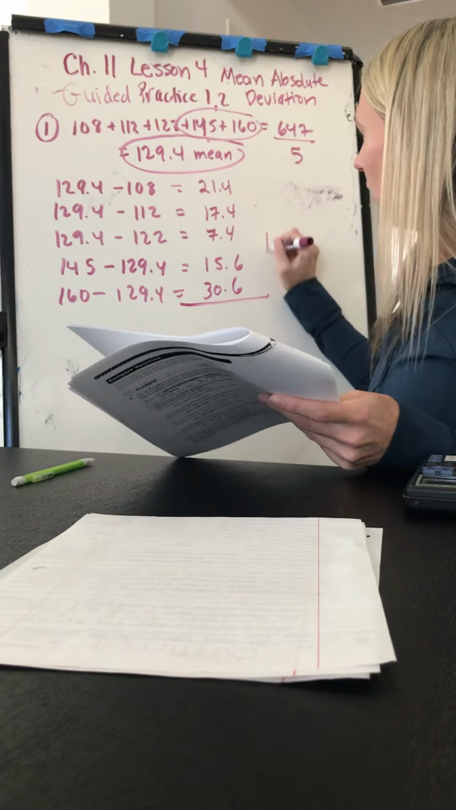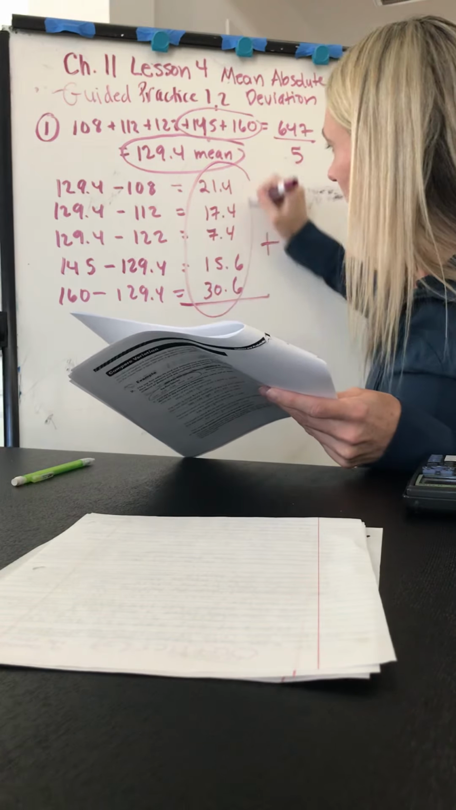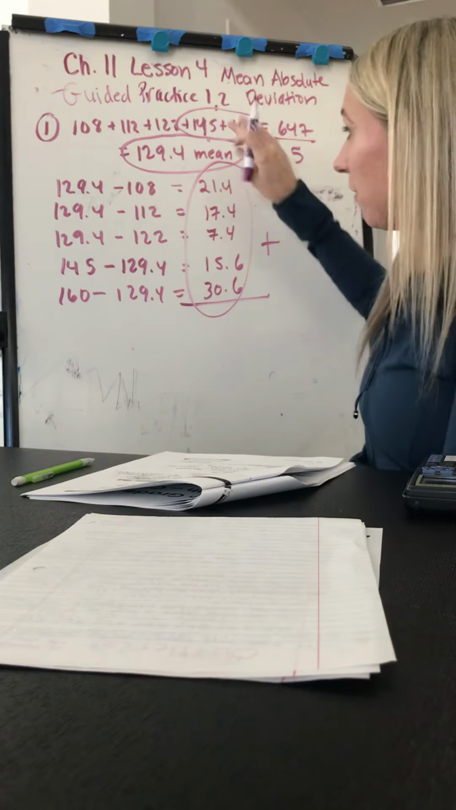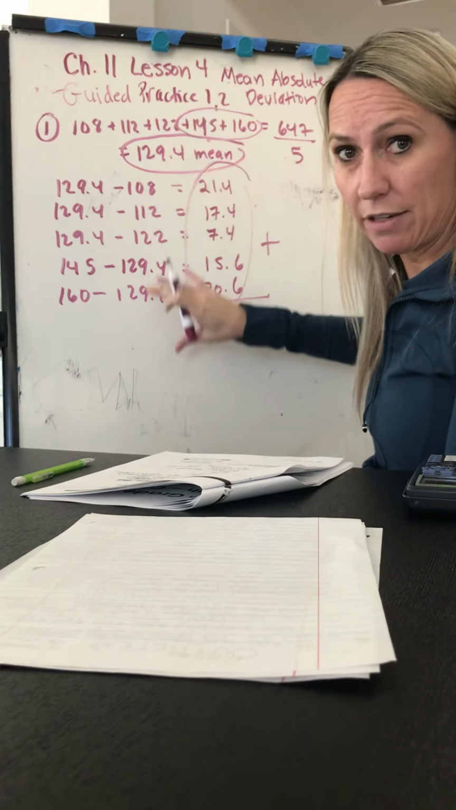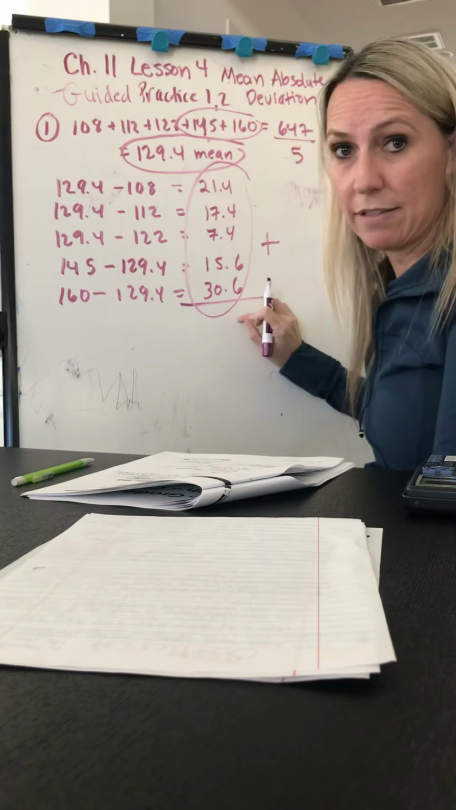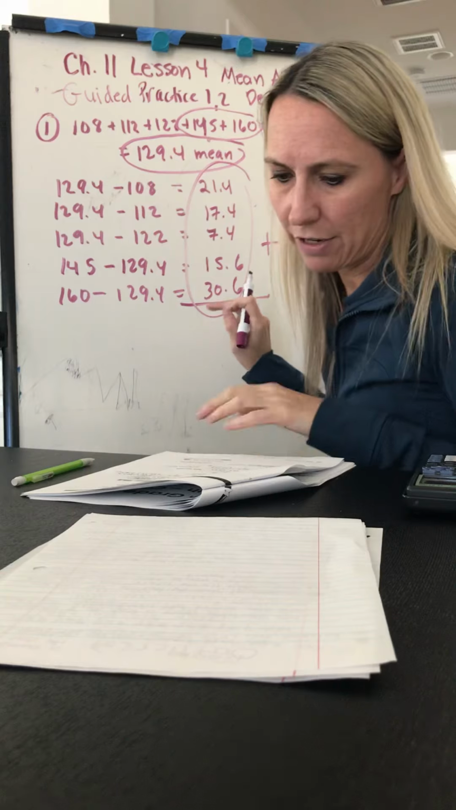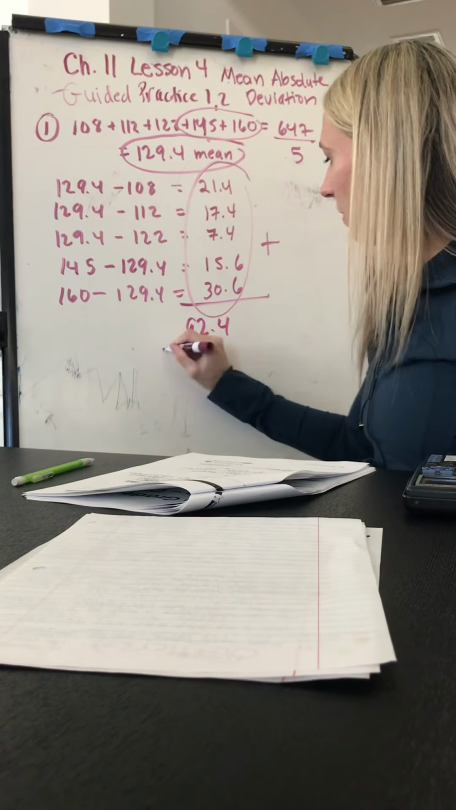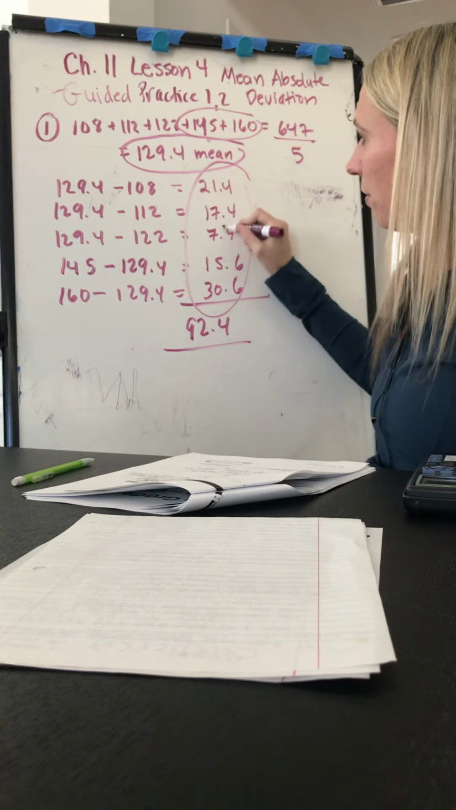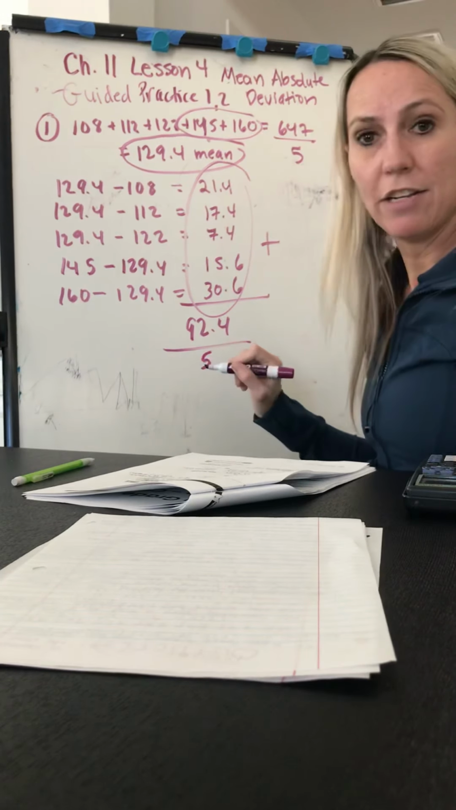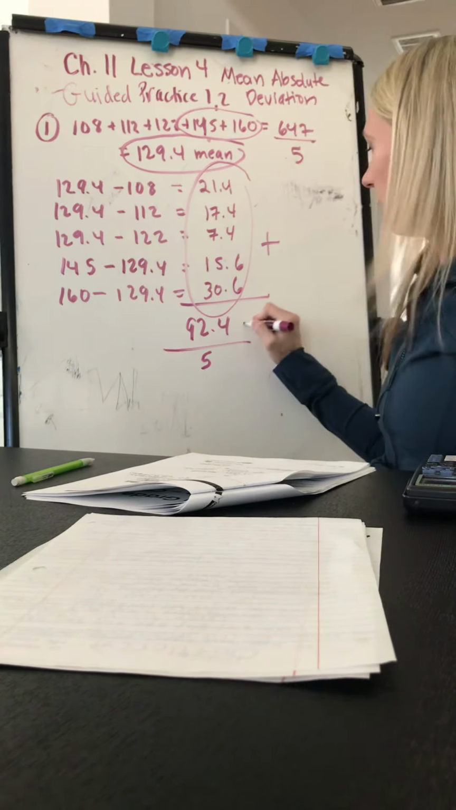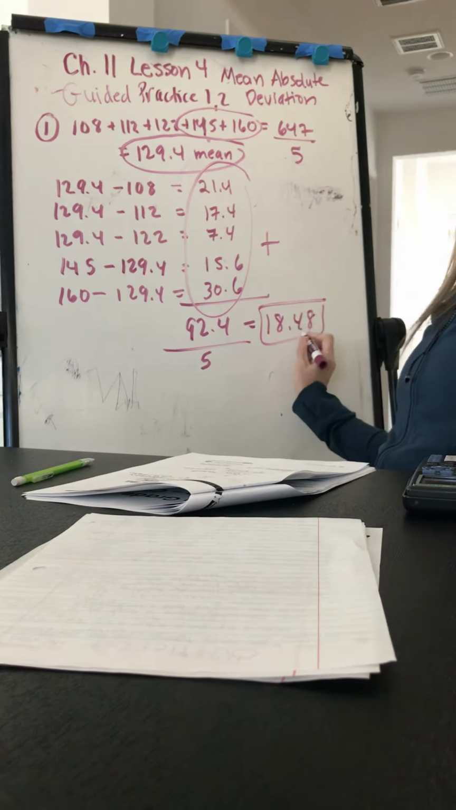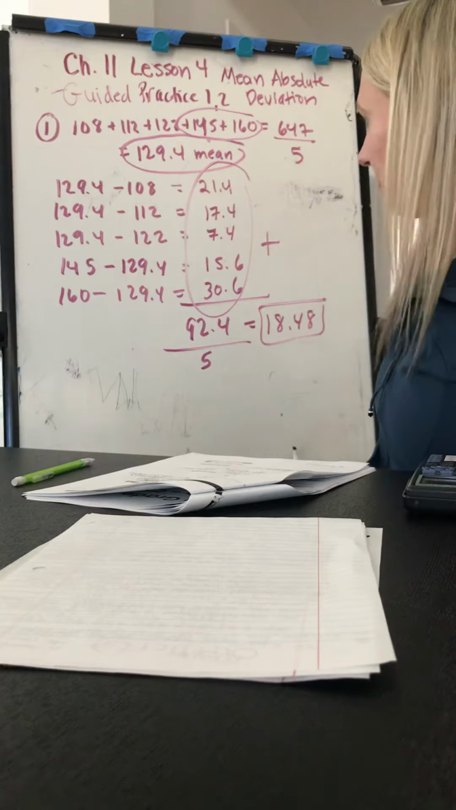So we're going to add all of these up, which are the deviations, and find the mean of those. So you had to find the mean at the beginning, subtract it all, and then we're going to find the mean of these. So we add all these together, and I get 92.4. I'm going to divide by how many there are, 1, 2, 3, 4, 5. And 92.4 divided by 5 is 18.48. Can you see that, Bentley? Okay, that's the first one.